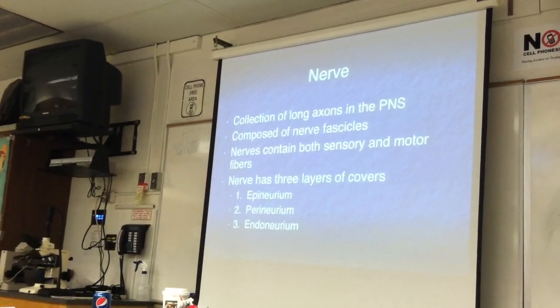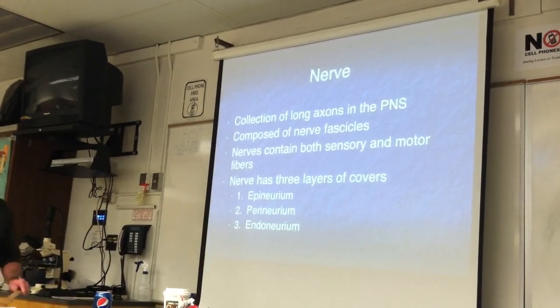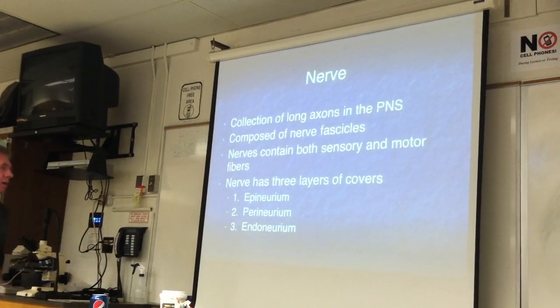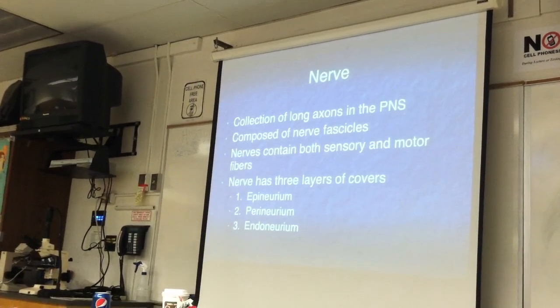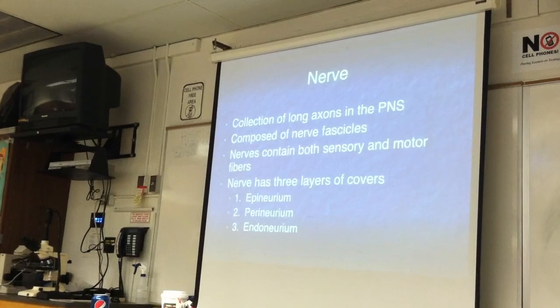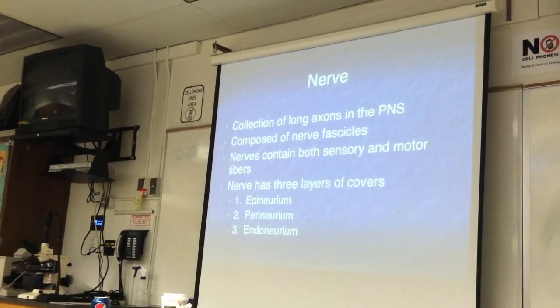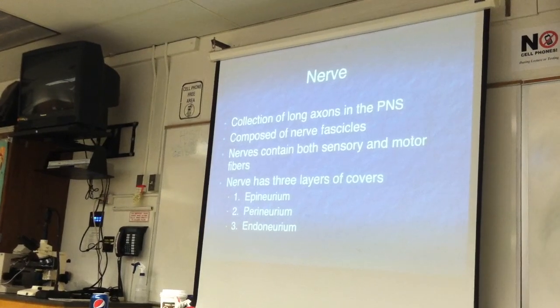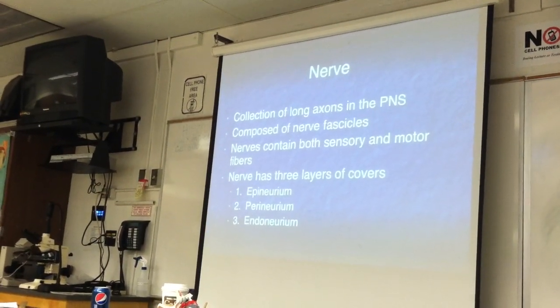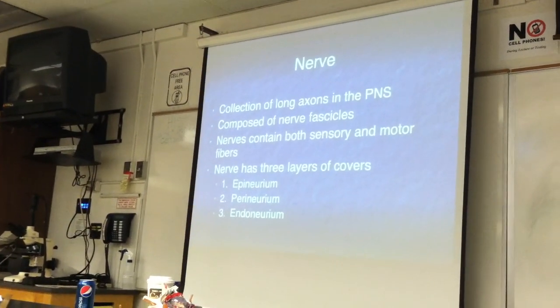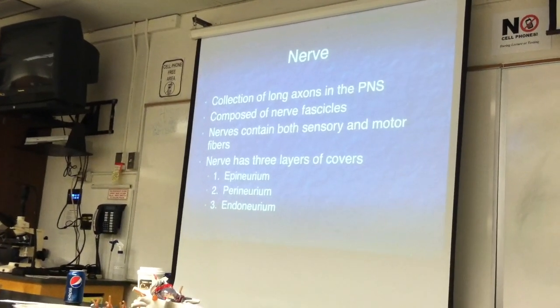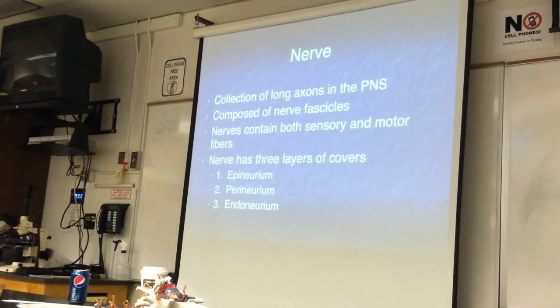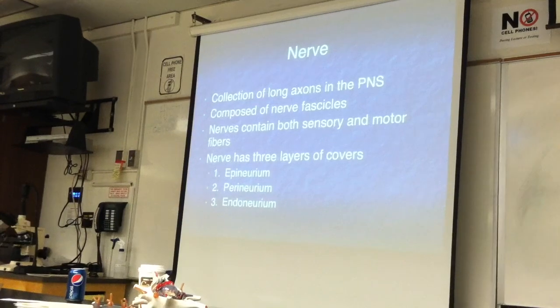And a nerve is covered with 3 layers. The next picture will show you what it is. There's a layer called the epineurium. Epi means upon. A layer called the perineurium. And then a layer called the endoneurium. Believe it or not, I know you guys don't believe in histology very much, but you can actually pretty much tell them apart. They're not that hard to tell apart. So 3 layers cover the nerve.